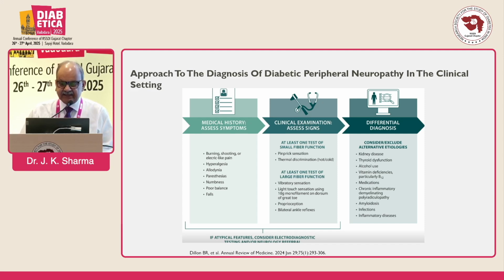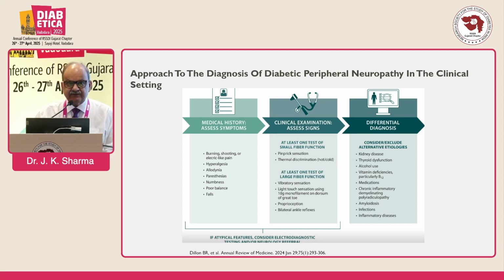Clinical examination: at least one test of small fiber function of the nerves, and that is the pin prick sensation and thermal discrimination, hot or cold. So these two tests are for the small fiber function, and at least one test of large fiber function, that is the vibratory sensation, light touch sensation using 10 gram monofilament on the dorsum of the great toe, proprioception and bilateral ankle reflexes. And these are the tests which can be done very commonly in day-to-day practice also.